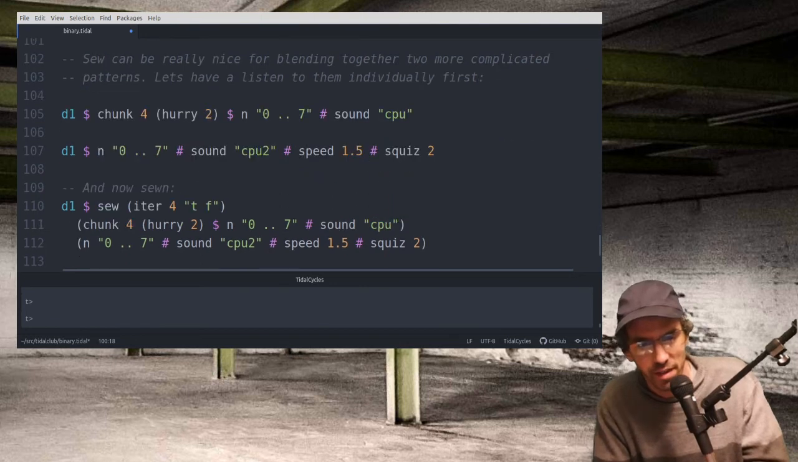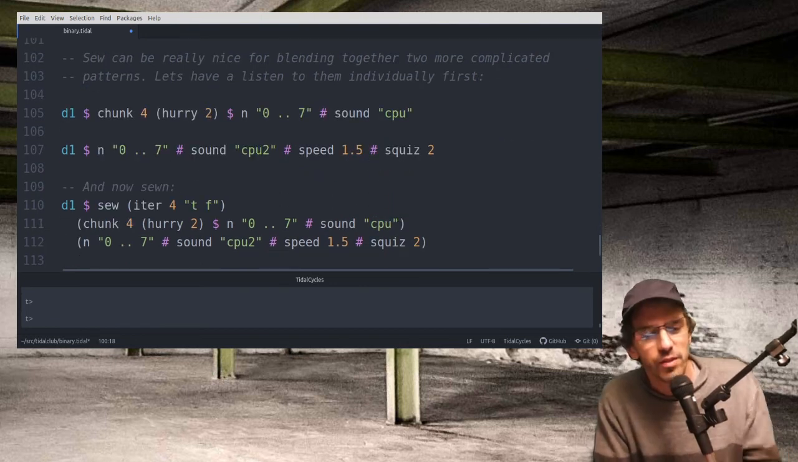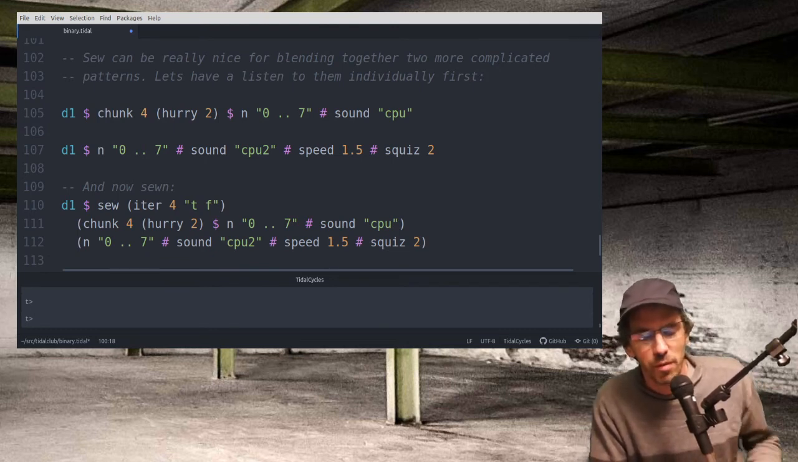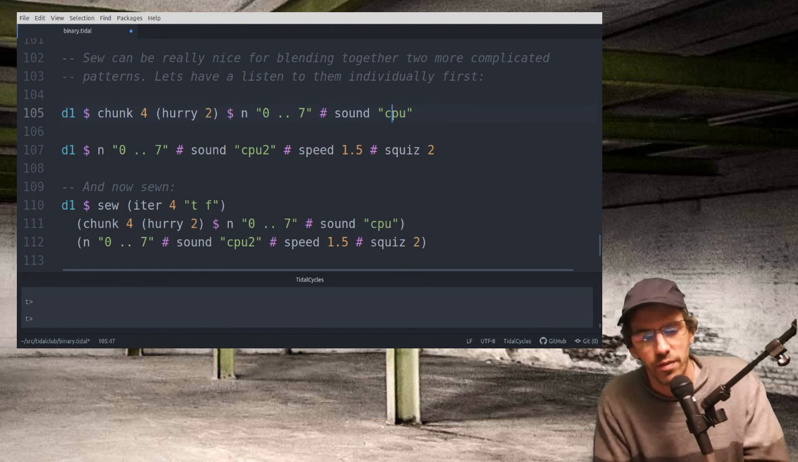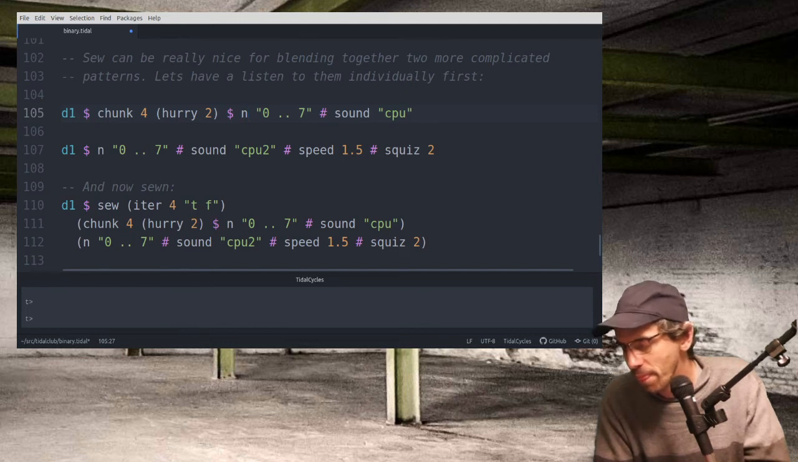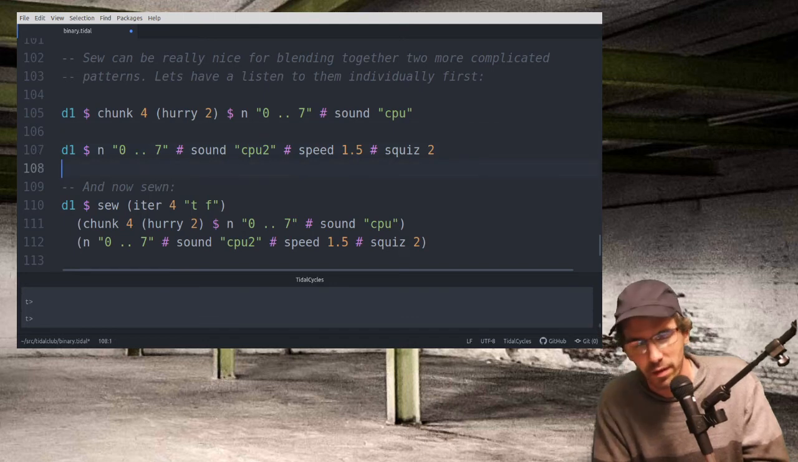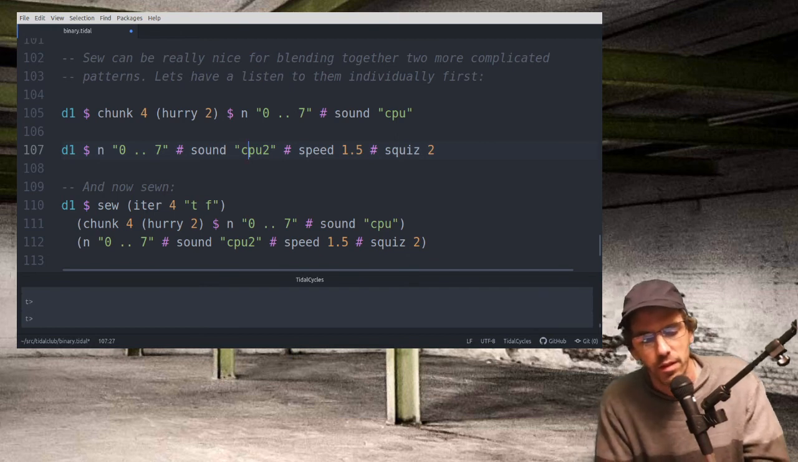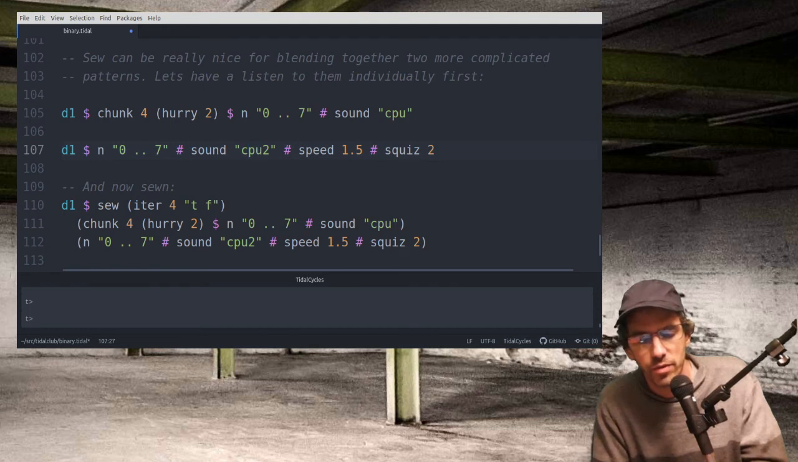So that's just explaining that. But sew really comes into its own when you've got more complicated patterns. So I've just made a couple of more complicated patterns using the CPU and the second CPU sample bank. So let's have a listen to them individually. Okay, that was the first one. Let's listen to the second one. So kind of similar, but without the chunking that's going on and with a bit of distortion on.